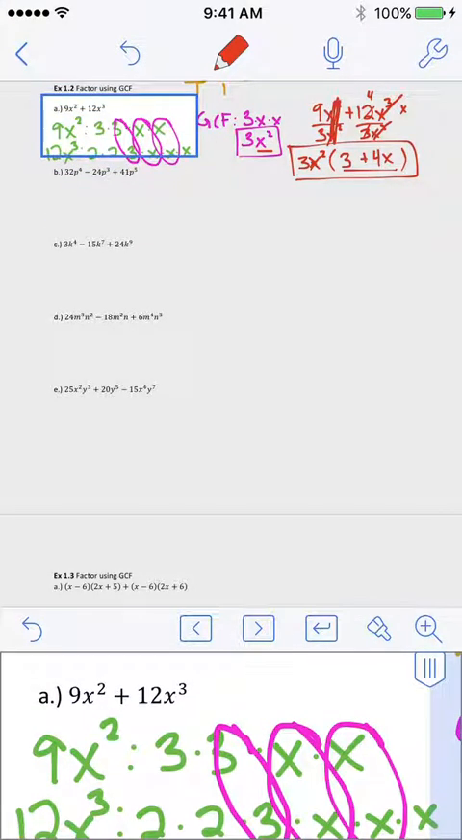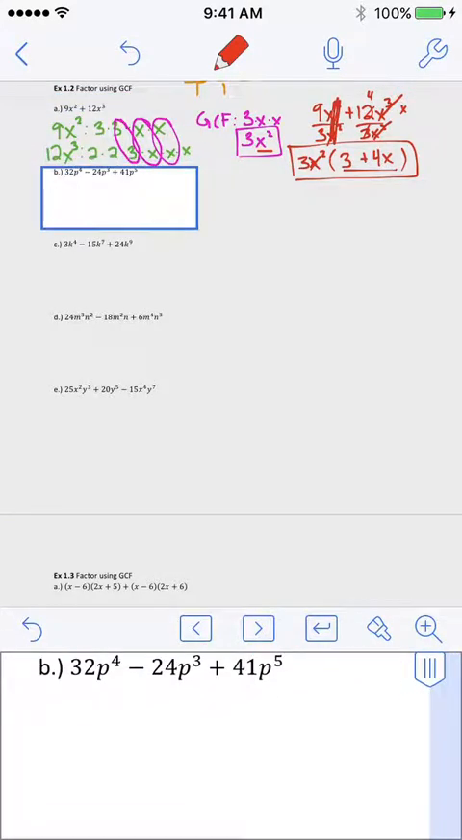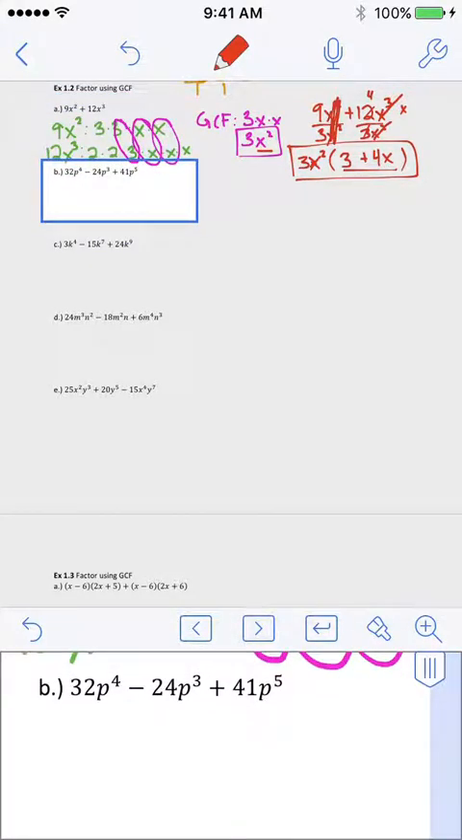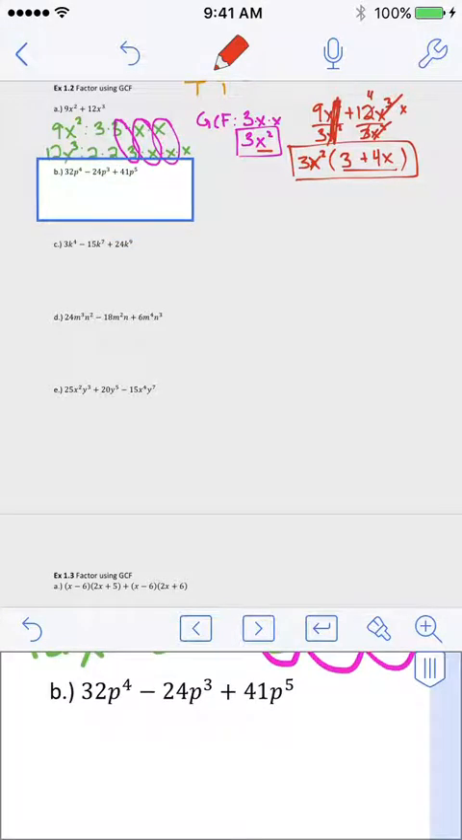Alrighty. Like I said, up until now we've been dealing with binomials. Let's try a trinomial now, 3 terms, right? But the process is the same. Let's just look at all the terms and see what they have in common.